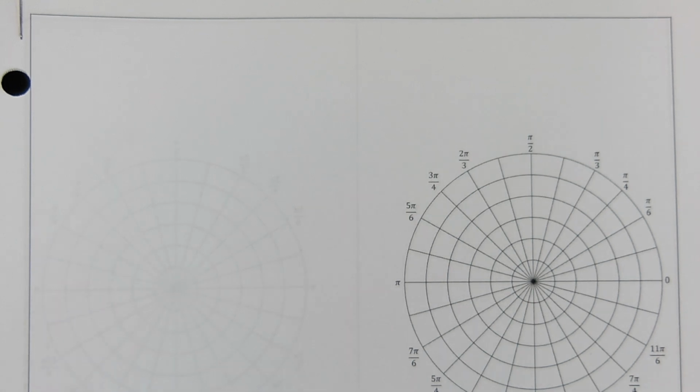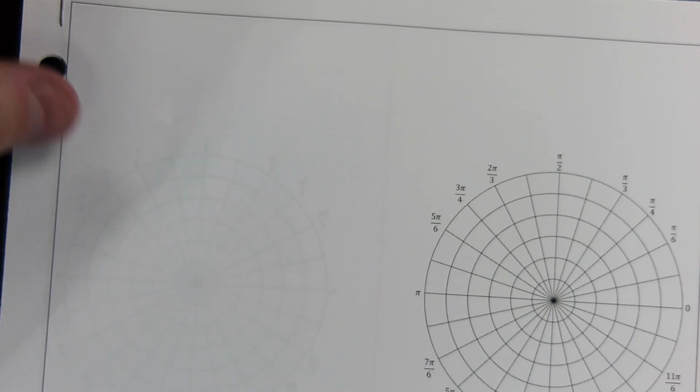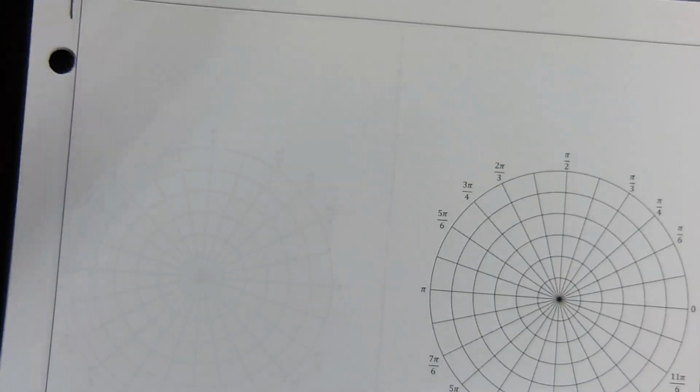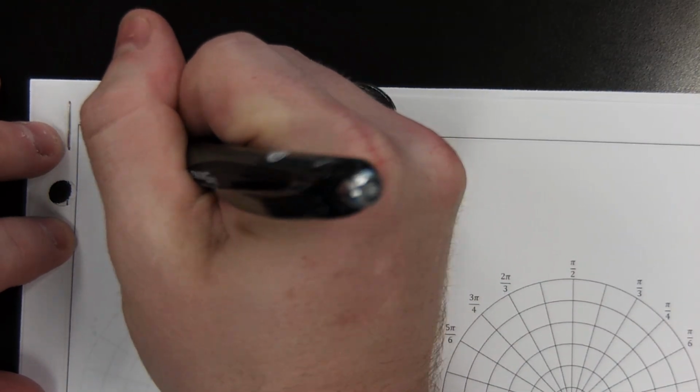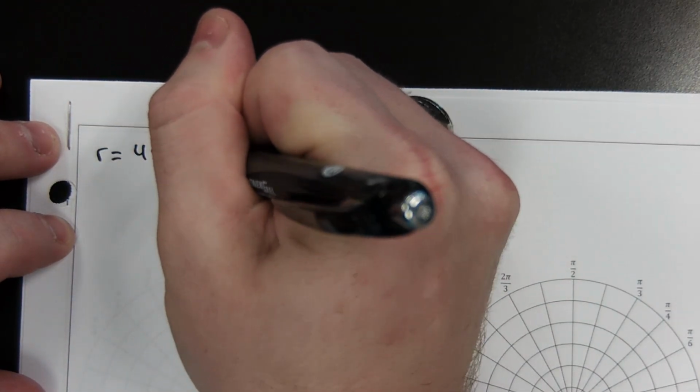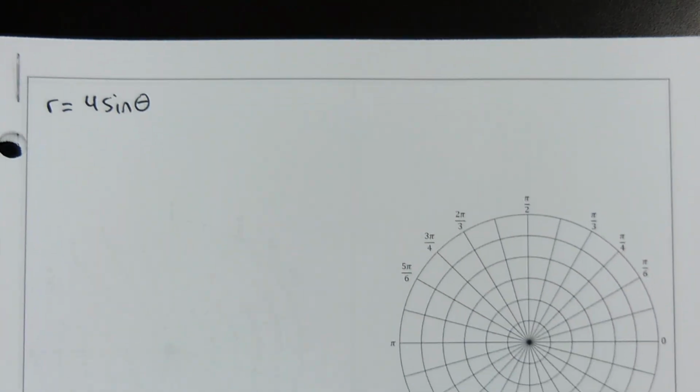So I'm thinking, how in the world am I going to graph r equals 4 sine theta if it's not going to be from memory? Then what I need to do is plot a bunch of points, which is true for any new thing that we're graphing, right?